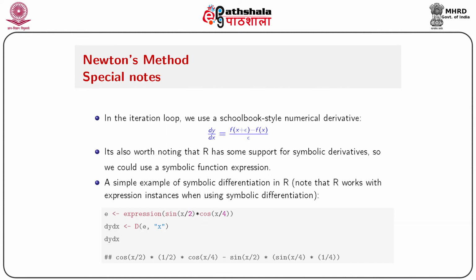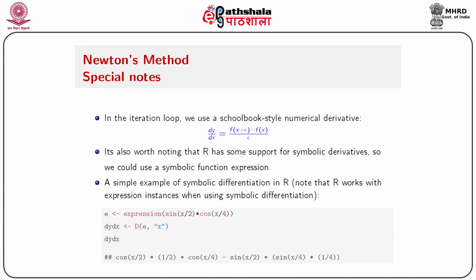1.36523. In the iteration loop, we use the school book style numeric derivation as dy/dx equals f(x plus epsilon) minus f(x) by epsilon, and epsilon should tend to 0 actually. It is also worth noting that R has some support for symbolic derivatives. So, we could use symbolic function expressions as follows.